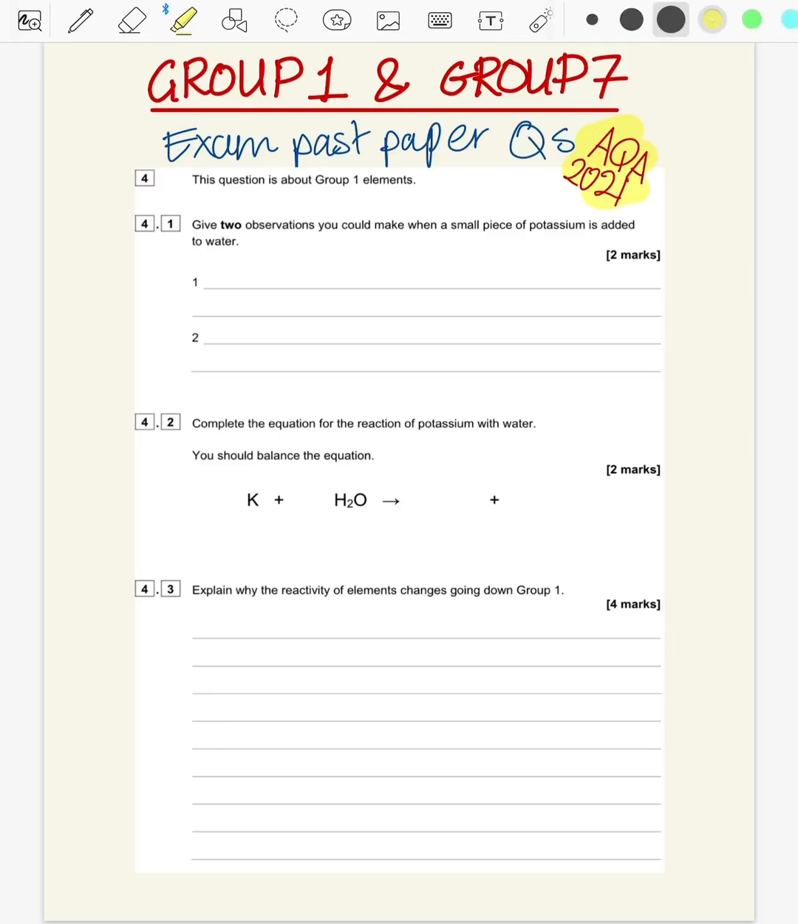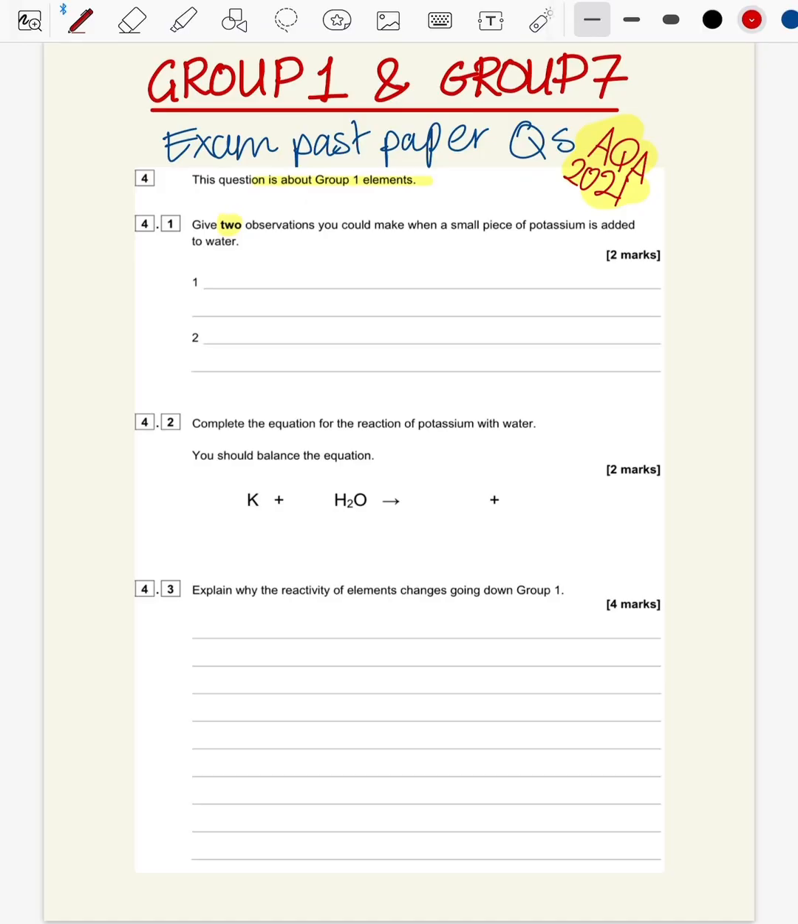So this question reads: give 2 observations you could make when a small piece of potassium is added to water. This question asks you to recall what you remember seeing when pieces of group 1 metals were added to a trough of water.